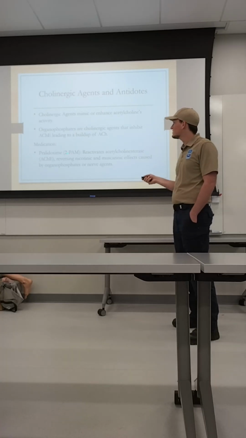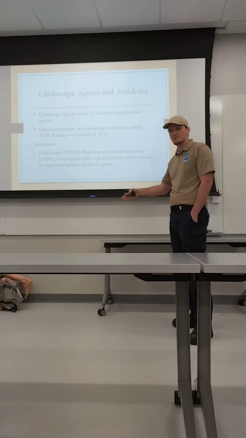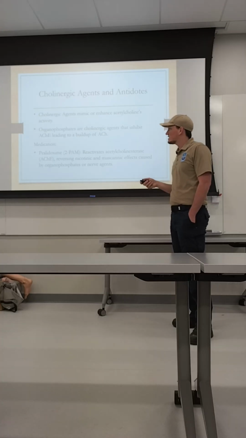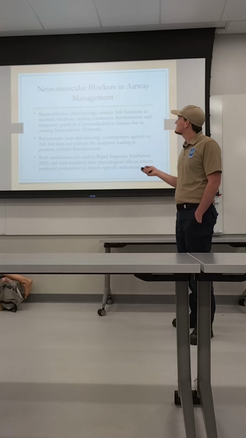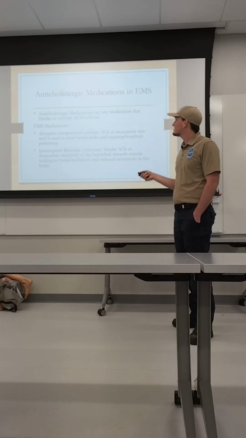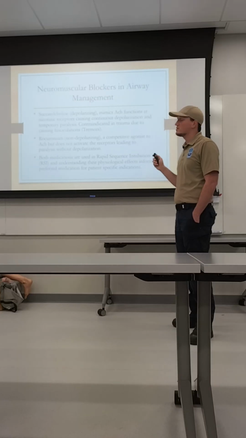The medication that we really have to fix this is pralidoxime, 2-PAM. It's going to reactivate AChE and kind of start breaking everything down. The other medication that is in 2-PAM that you guys should be familiar with is atropine, which is going to block ACh at M sites. We'll be talking about that in just a second.